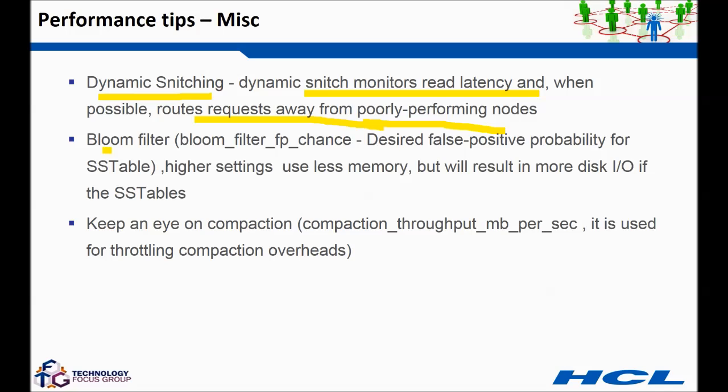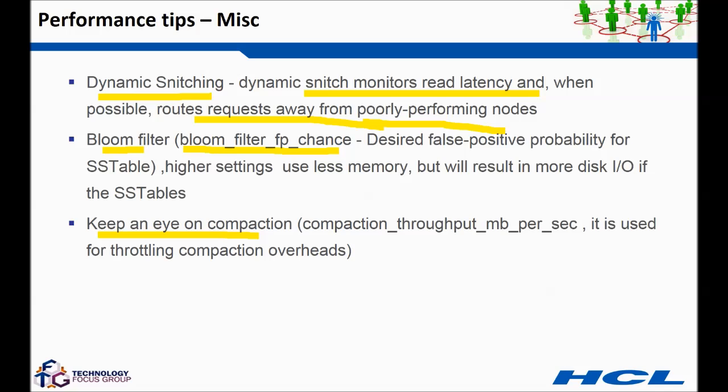For Bloom filters, there is a configuration item called bloom filter FP chance. It represents the desired false positive probability for SSTables. The higher you set it, the less memory it will use but the more disk IO it will result in for your SSTables, so you have to be very careful. There are some predefined values which you can use for different strategies. Always go with those.